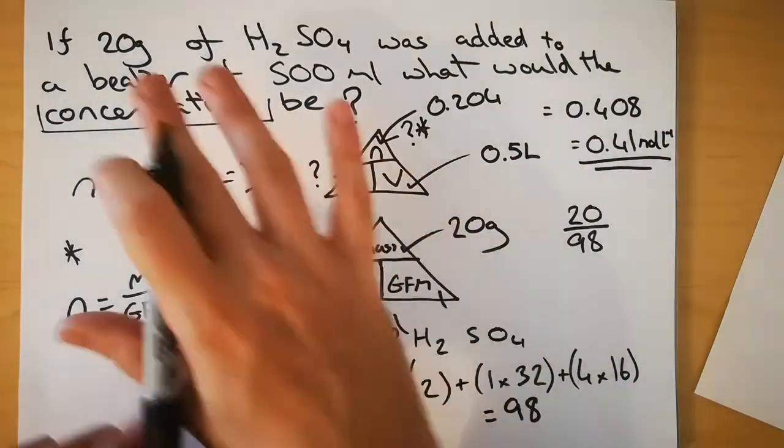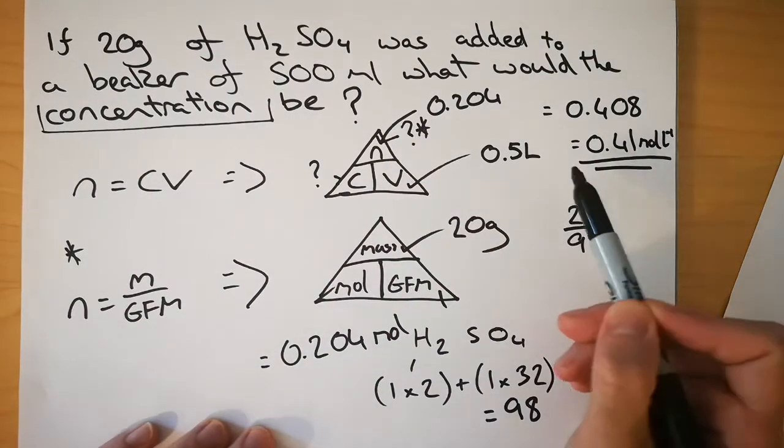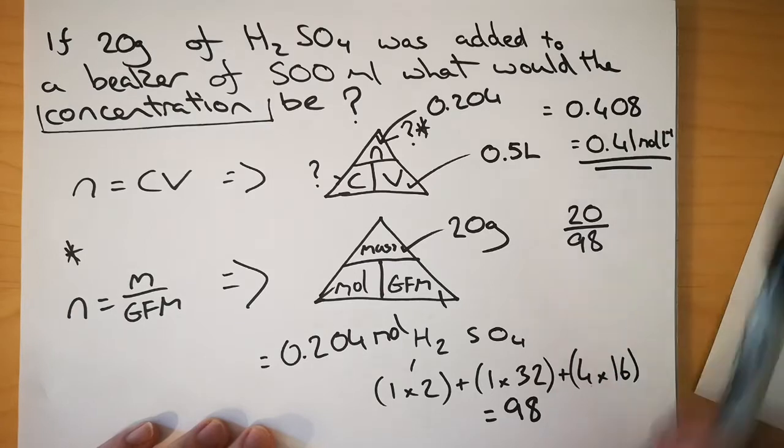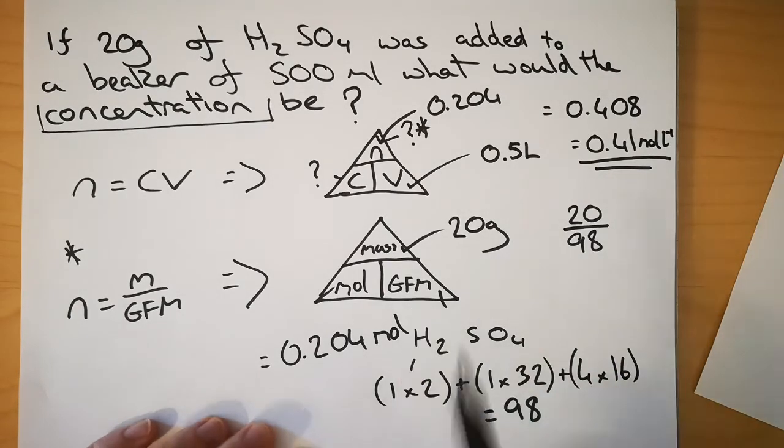So even though my working's all over the place, I've double underlined it to show them that that's what I want them to mark, and I've got my little unit in there. So that is how you would do those two task questions.